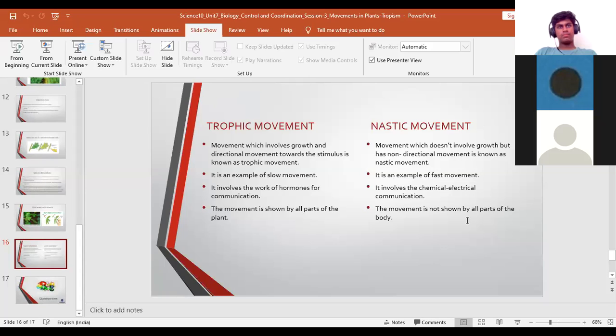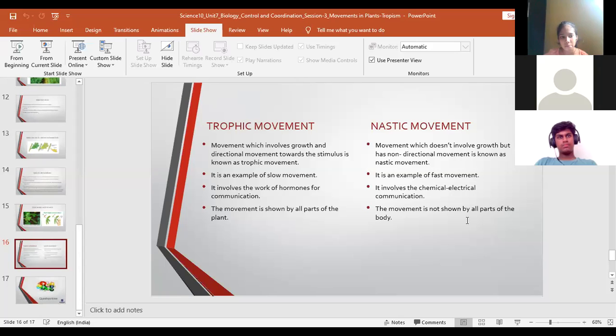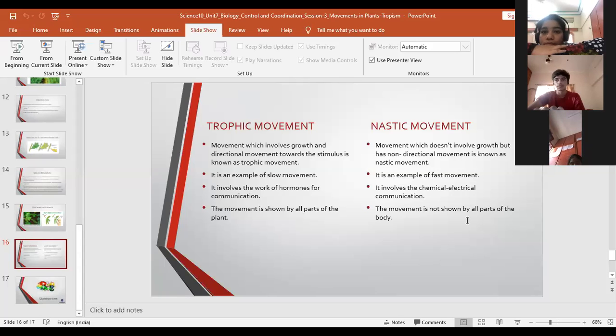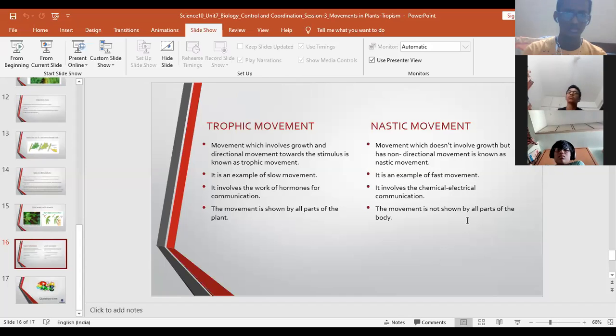You might have observed a sunflower moving with the direction of the sun. If you keep the plant in a direction where the sun rises and sets, it moves from east to west. But if I change the direction of the pot, then it will start moving in a different direction. That means the movement is independent of direction. Based on the stimulus, the movement will happen.